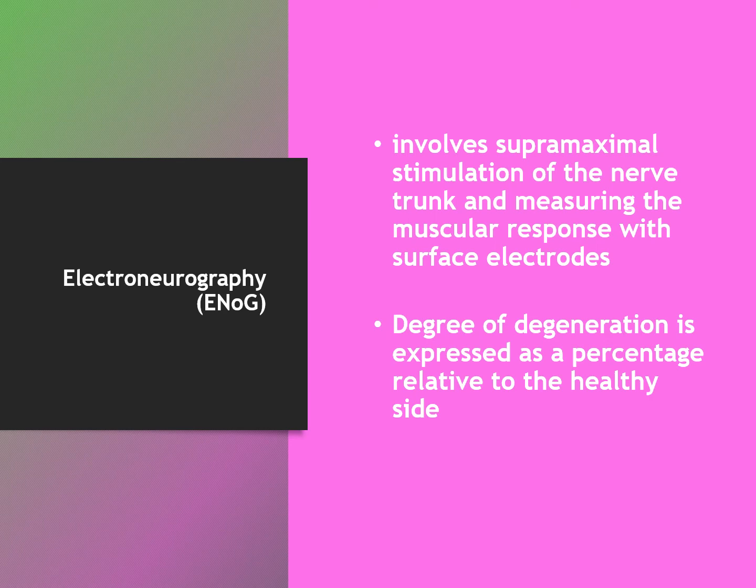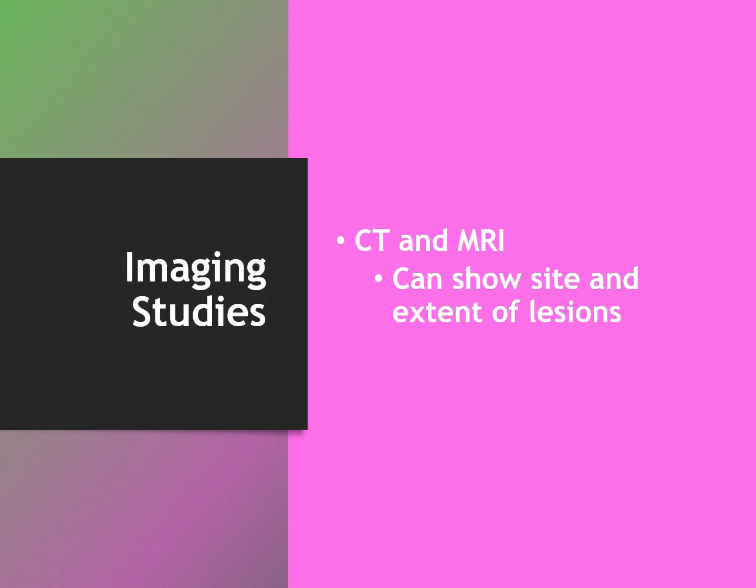Now, imaging studies can be done, especially if you suspect tumors in the brain, or in the temporal area and the parotid area. So CT scan and MRI can show the site and extent of the lesion.